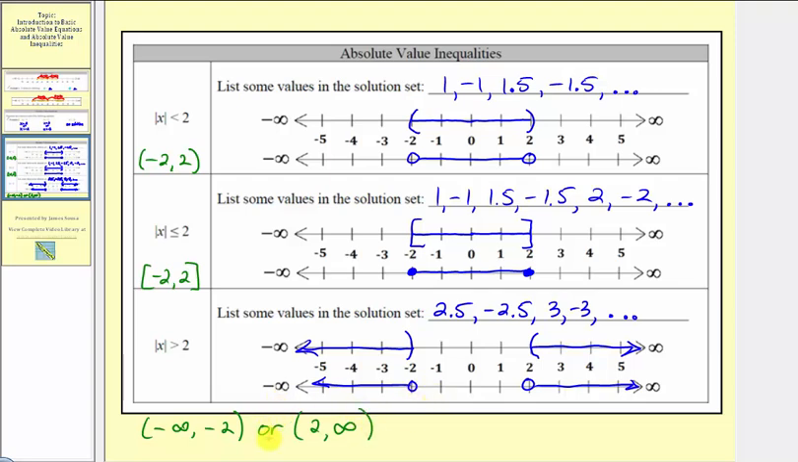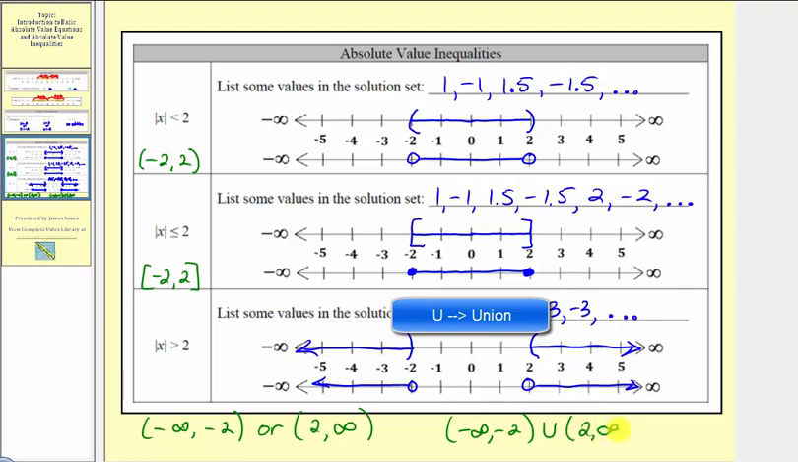Instead of using or, though, sometimes you'll see a capital U, so we could also say negative infinity to negative 2, open on negative infinity, open on negative 2, union, open on 2, approaching infinity. Okay, I hope you found this helpful.